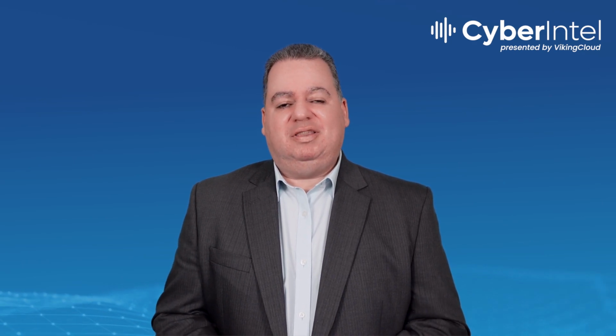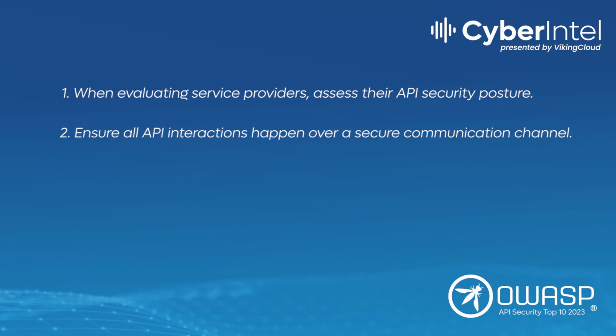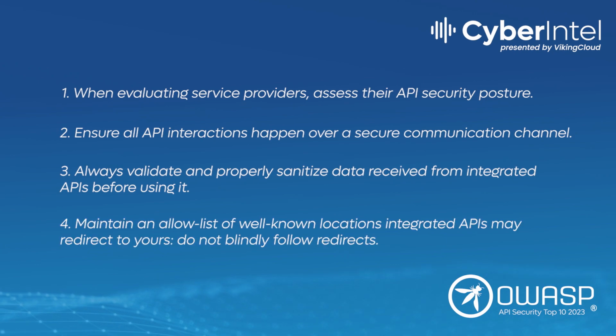So how do you prevent these types of attacks? Well, OWASP lists 4 ways. When evaluating service providers, assess their API security posture. Ensure all API interactions happen over a secure communication channel. Always validate and properly sanitize data received from integrated APIs before using it. And finally, maintain an allow list of well-known locations integrated APIs may redirect to yours. Do not blindly follow redirects.